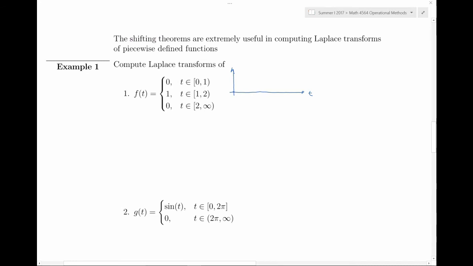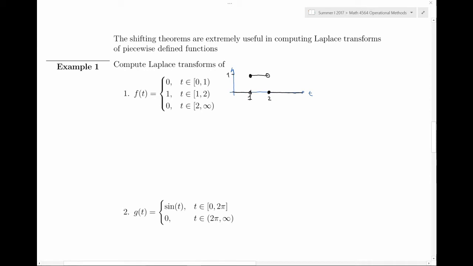So this function is 0 all the way up to t equals 1. Then it jumps up to t value 2, where it stops being 1, jumps to 0, and just stays 0. So the goal is to express this as a sum of Heaviside functions.